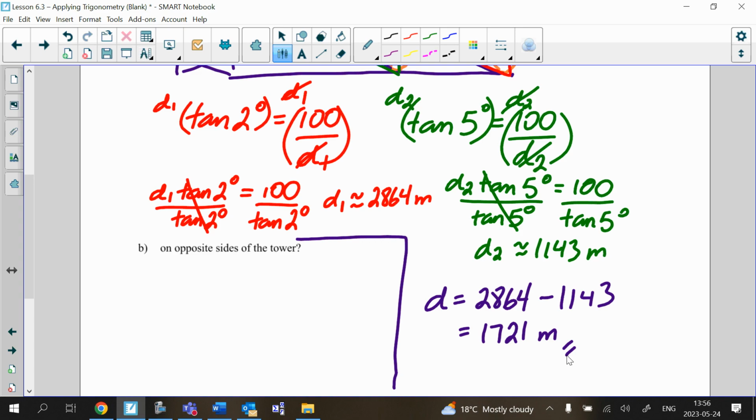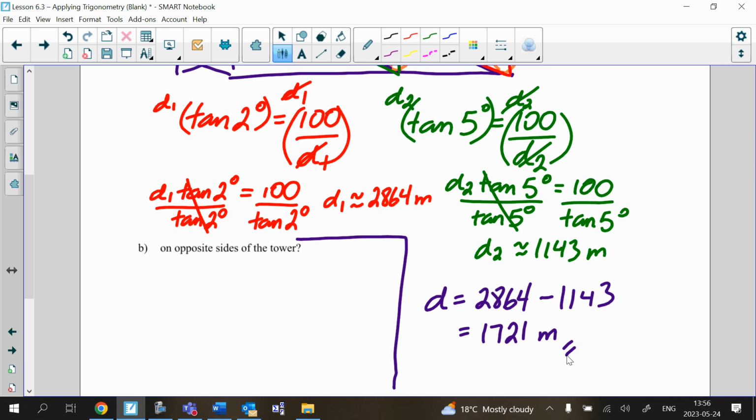Okay, one more question. And we actually don't have to do a lot of work for this one. Just have to think about it. What if the two fires were on opposite sides? How would you find the distance between them? To start with, they were on the same side, so we subtracted, right? What if they're on opposite sides? What would we do with the two distances?